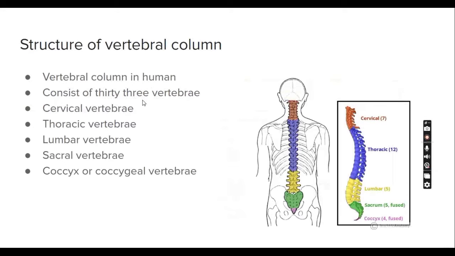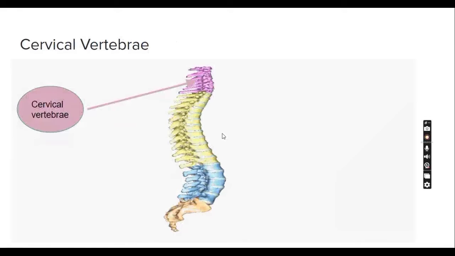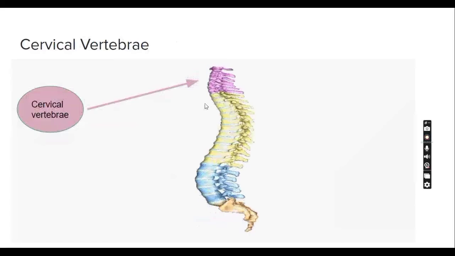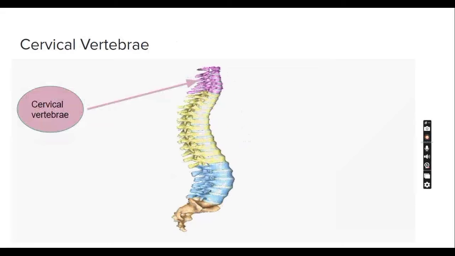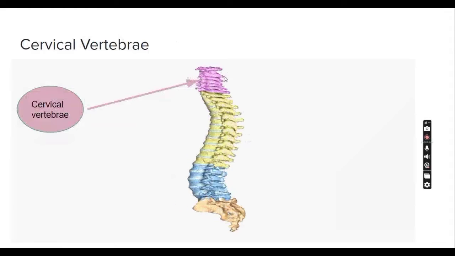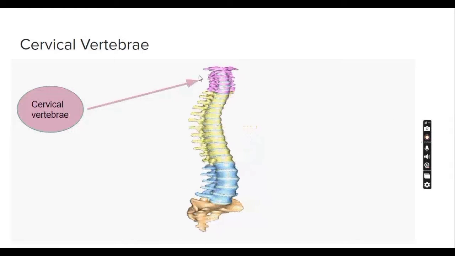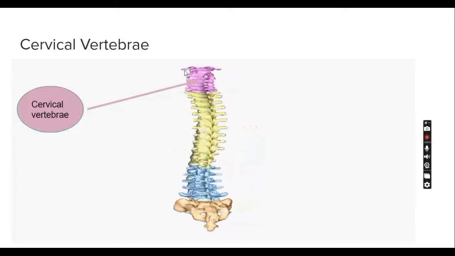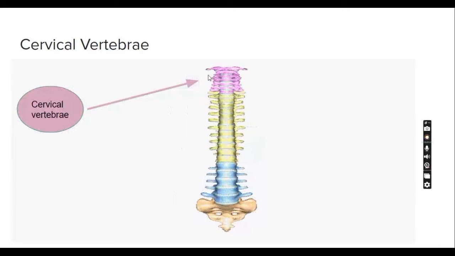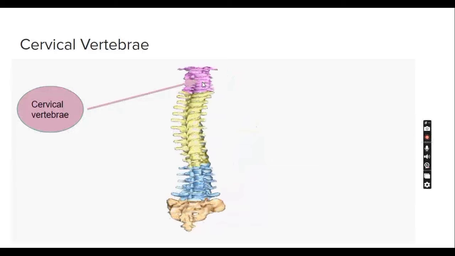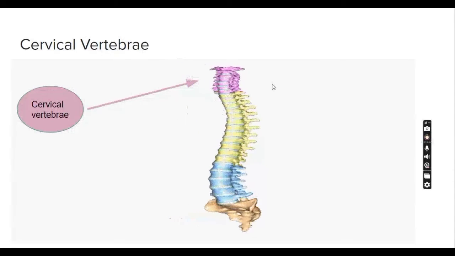These vertebrae can be divided into 5 groups. The first is cervical vertebrae, the second is thoracic vertebrae, the third is lumbar vertebrae, the fourth is sacral vertebrae, and the fifth is coccyx vertebrae. So starting with the first one, cervical vertebrae. Cervical vertebrae are the vertebrae of the neck. The first cervical vertebra is called the atlas and the second cervical vertebra is called the axis. So these are the cervical vertebrae.